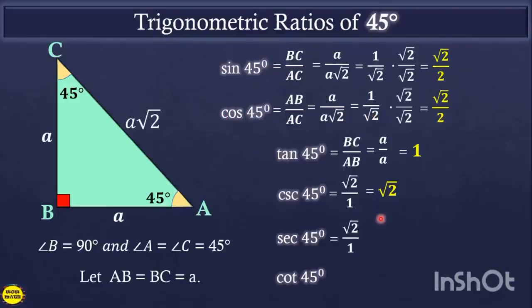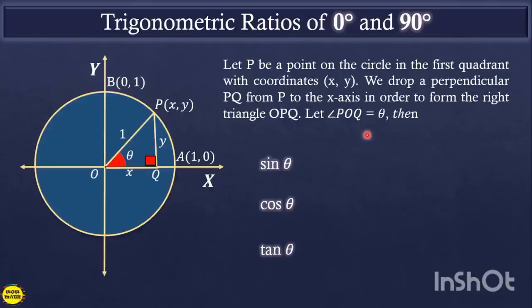Okay, so, yan ulit ay square root of 2. And then for cotangent 45 degrees, reciprocal of 1, that is still 1. Okay, so these are the trigonometric ratios of 45-degree angle. Now, we still have 2. Let's find the trigonometric ratios of 0-degree and 90-degree angle.